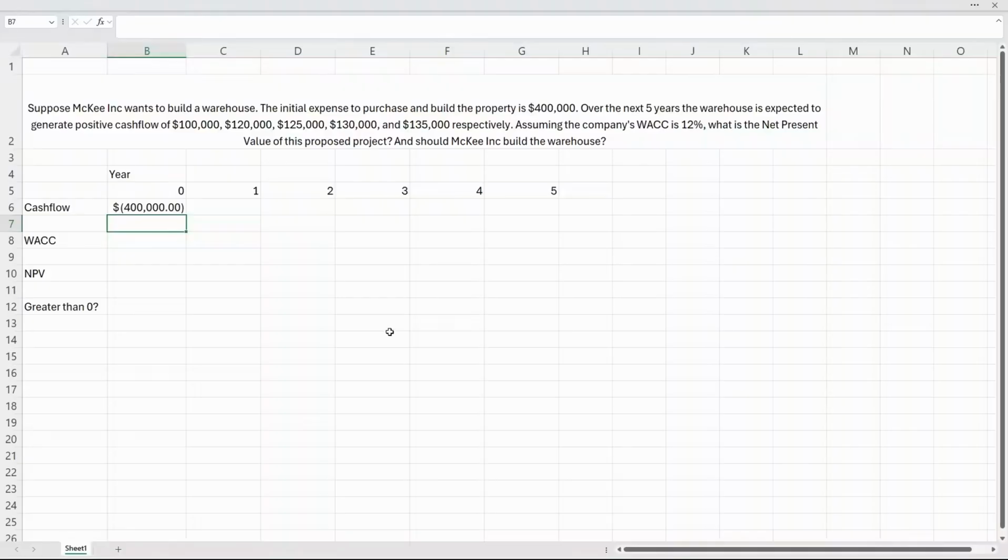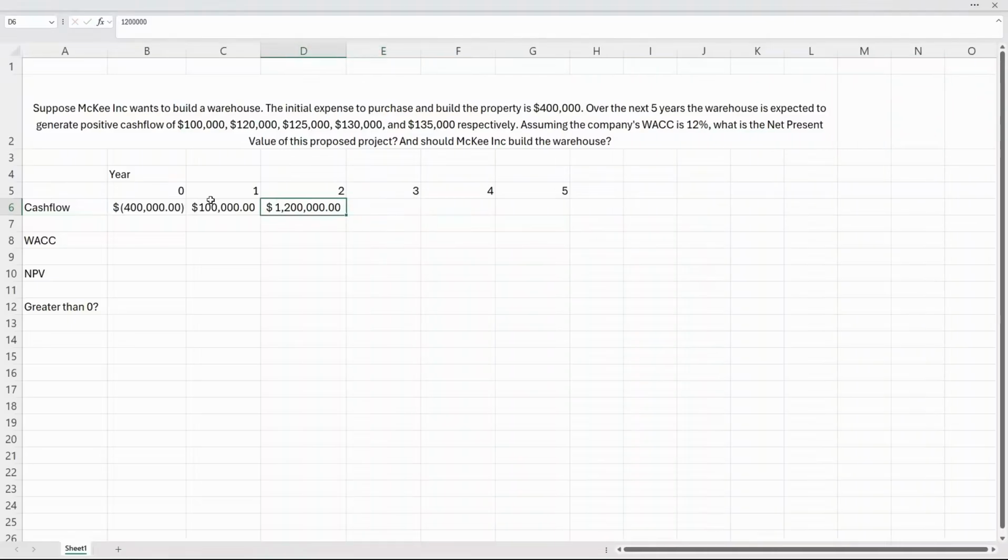And then for years 1 through 5, I'm going to enter in the positive cash flows that the warehouse is going to generate for the company. And 100,000 is year 1. 120,000 is year 2. Oop, that's 1.2 million. That's too much. It's generally good to have it formatted so you have these commas and periods and such so you can quickly see if you've entered the number correctly or if you've had too many zeros or too few. I had too many there. 125,000 for year 3, 130,000 and 135,000 for years 4 and 5. So this is our schedule of cash flows, which we'll be using in the function.